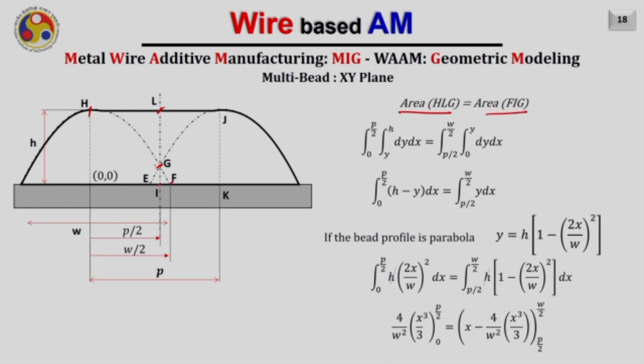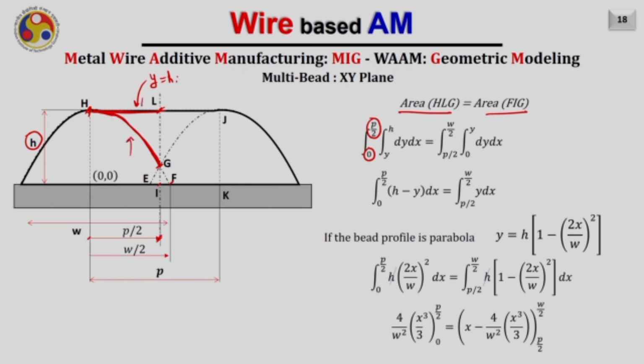So to obtain the area HLG, I can do the double integration, right? So that will be starting from this point 0 to this point, that is P by 2, right? So integration from 0 to P by 2 for the x-axis, and then from this equation to this equation. So this equation is nothing but y equals h, because this is the height. This is the equation of this line, and this is nothing but the curve y, right?